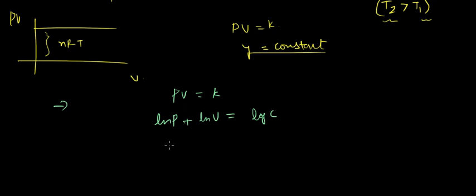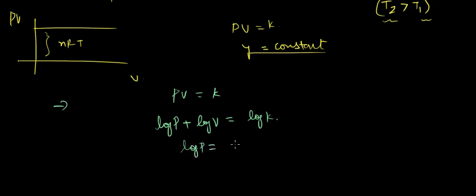Then, let's have everything in log form only. You can always convert it by multiplying and dividing by 2.303. So let's say we have log P plus log V equals log K. So from here we can write that log P can be equal to log K minus log V, or log P would be equal to log K plus log 1 by V.